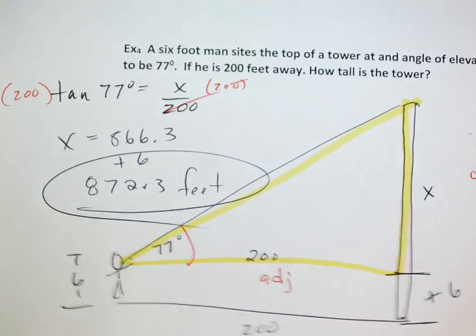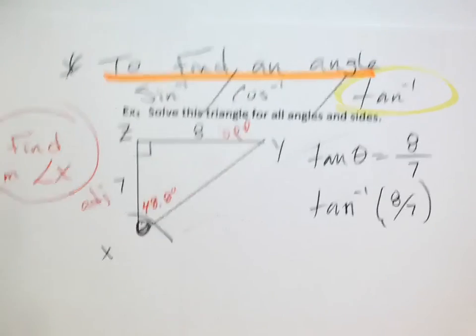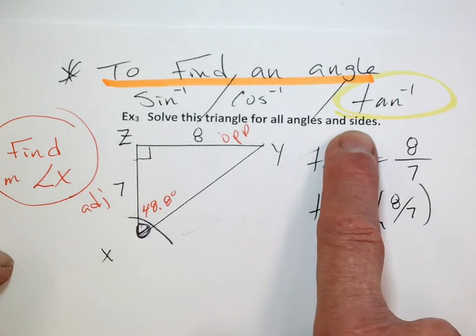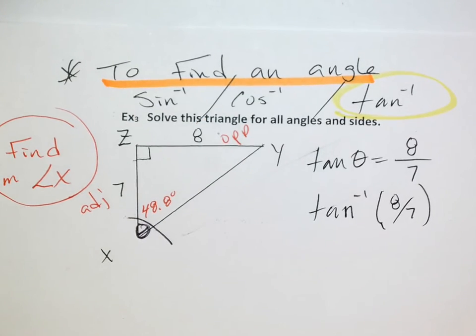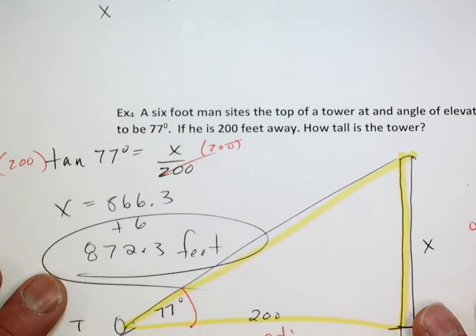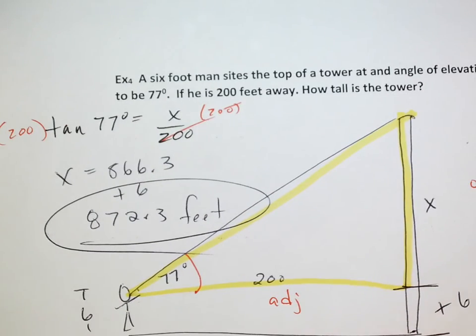So before I go, remember, if you want to find an angle, you have to use the inverse buttons. If you already know an angle, you're just going to use the regular buttons. Okay, that's all I have.